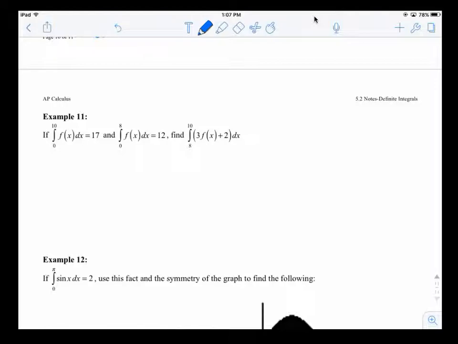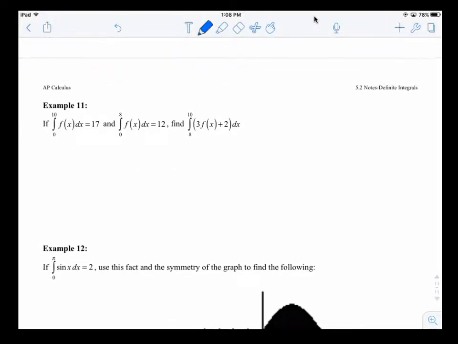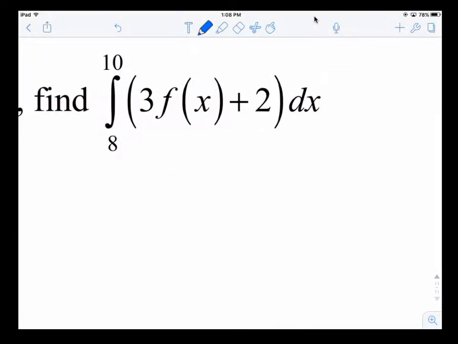All right, number 11 says the integral from 0 to 10 of f of x is 17. From 0 to 8, it's 12. Figure out the integral from 8 to 10 of 3 times f of x plus 2. So what does that mean? We have a constant here, so I can put the constant out front, and then you have one function added to another, so you can split what you have in parentheses up into two separate integrals.